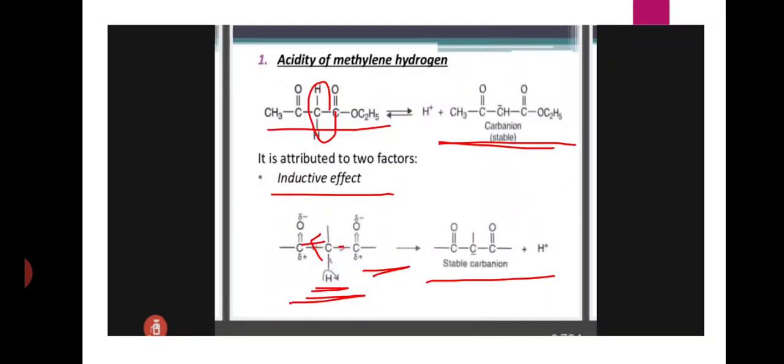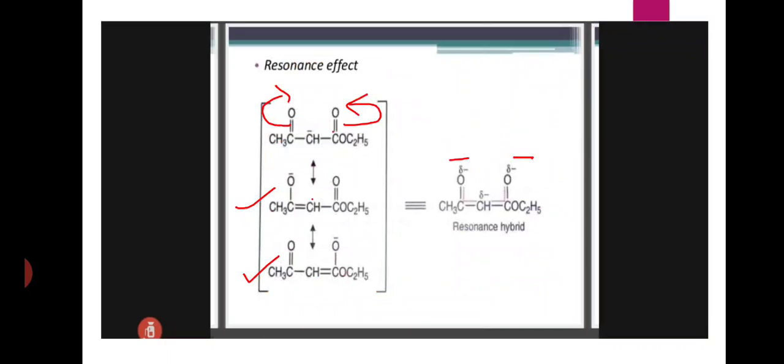The acidity of methylene hydrogen is based on two factors, the inductive effect and the resonance effect. That's why these methylene group hydrogens are more acidic in nature, and these hydrogens are easily replaced by other groups.